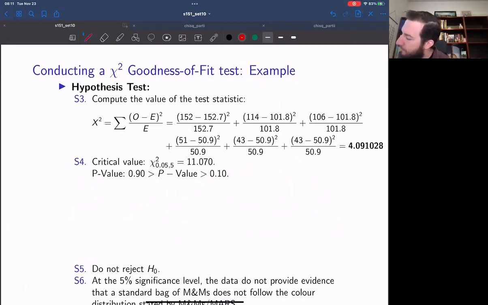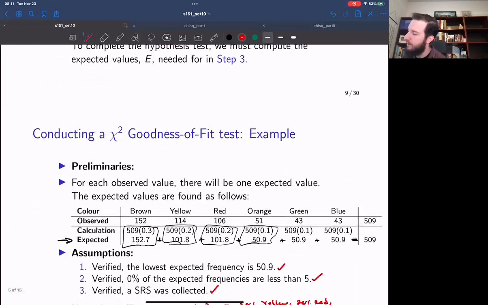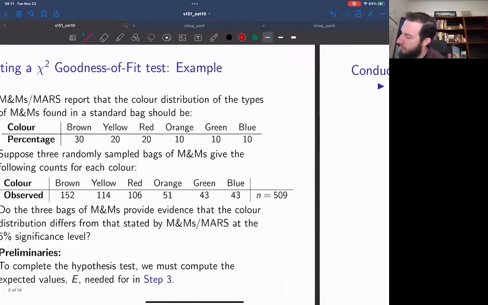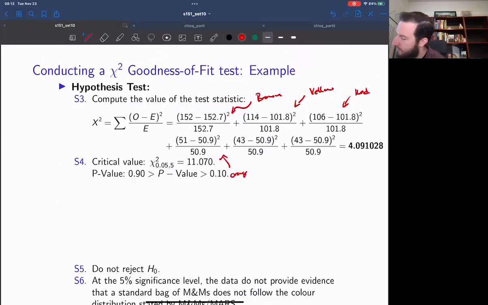So for example, the first quantity here is for the brown M&Ms. The second quantity is for the yellow. The third quantity is for the red. And then orange, green, blue, right?